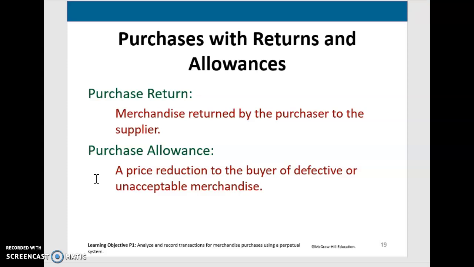So a purchase return, we send the product back to the vendor. Purchase allowance, they give us a reduced price, but we keep the merchandise.